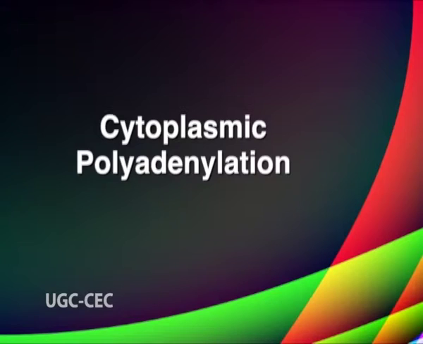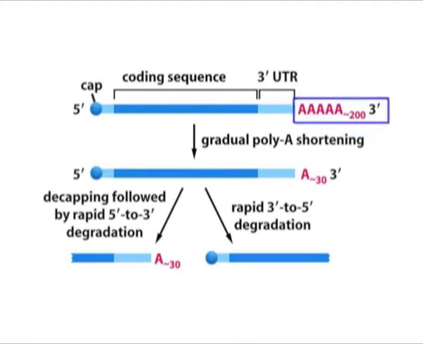Next is cytoplasmic polyadenylation. The initial polyadenylation of an RNA molecule occurs in the nucleus, apparently automatically, for nearly all eukaryotic mRNA precursors. Once in the cytosol, the 200 nucleotide long Poly-A tails on most mRNAs gradually shorten over the course of days. Tails shorter than about 30 A's suggest that this is the minimum tail length required for mRNA stability.